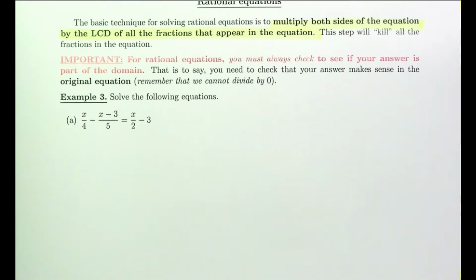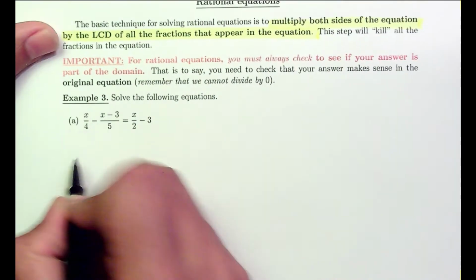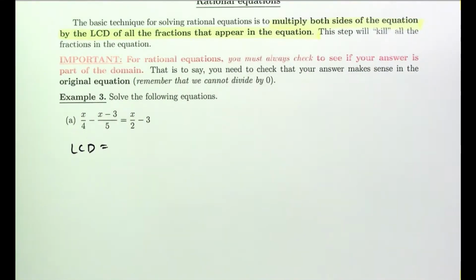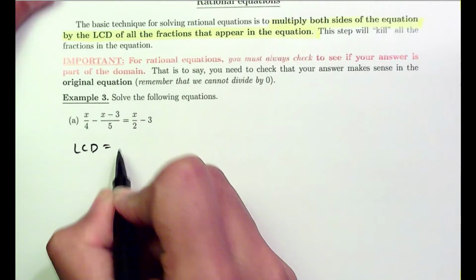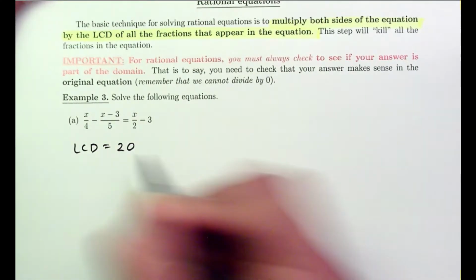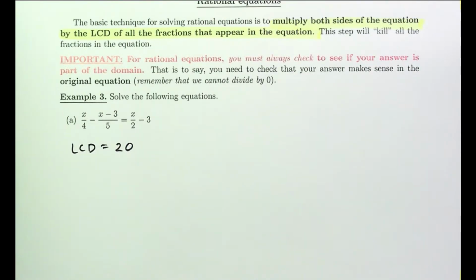The LCD of 4, 5, or the least common multiple, I have to think of the smallest number that contains all of them as a factor. That seems to be 20. 20 is the smallest number that has 4, 5, and 2 as a factor.